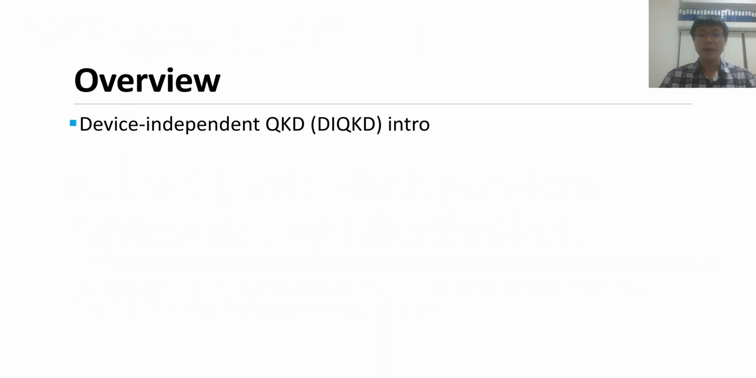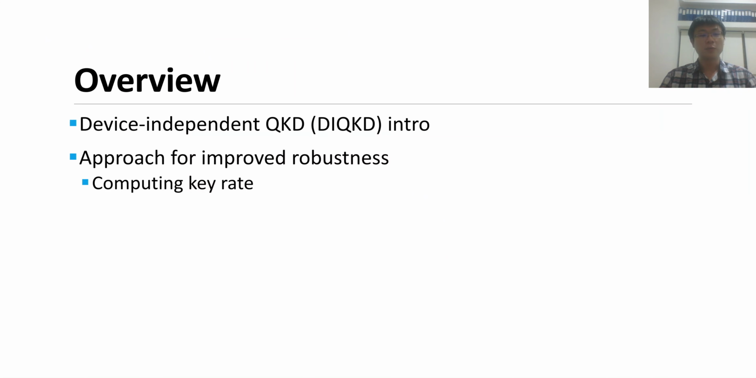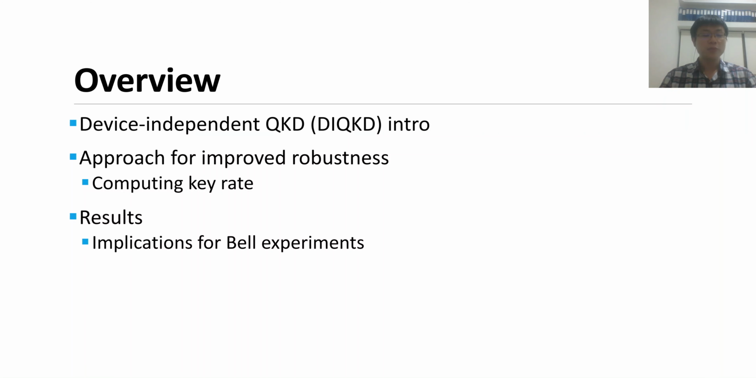I'll begin with a quick background introduction to device-independent QKD, and then I'll explain the proposal that we have in this work in order to improve its robustness against noise. I'll also briefly explain the method that we use in order to compute the key rate for this proposed protocol. I will then proceed to describe the results of our work, and in particular, I will explain what its implications are for the existing Bell test experiments.